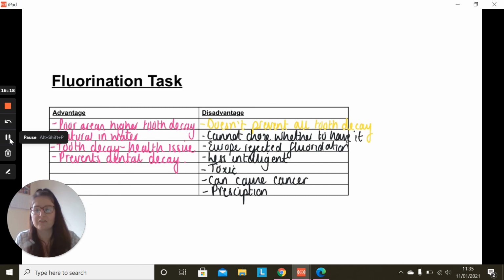Right, and that is it for the lesson for the moment, just looking at the fluoridation. So well done for completing this all. I will be checking your work to make sure that it is done and it has all been filled in. And then I will see you next lesson. Thank you, Year 10.